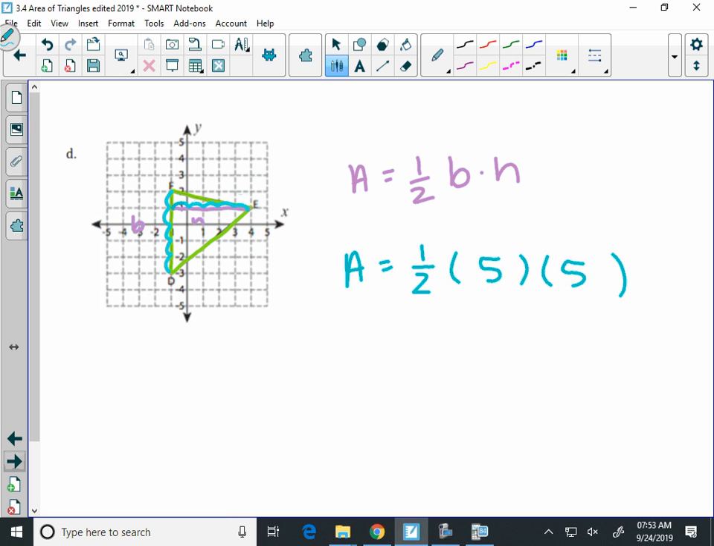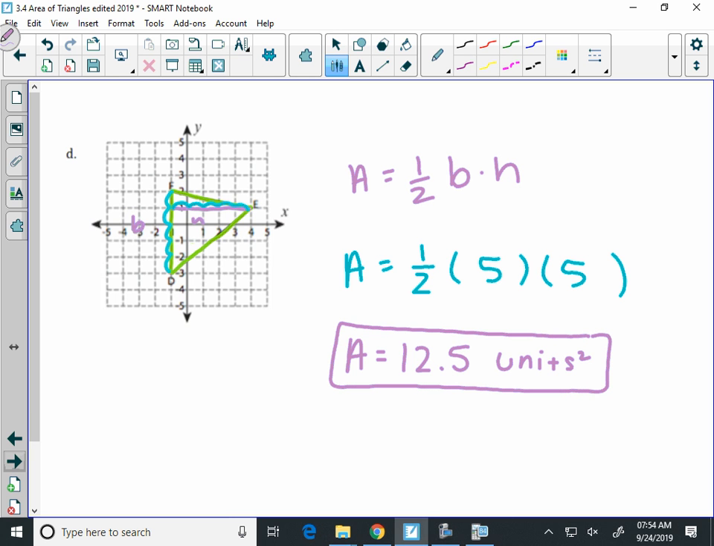5 seems to be the magic number today. And then we did this on the last problem. What did we say? What's 1/2 times 5 times 5? Questions over there? The hard part about this is finding your height.